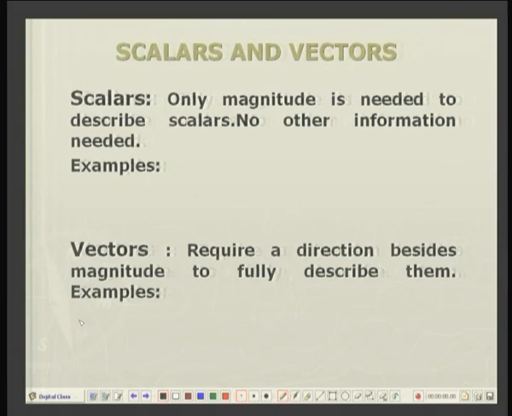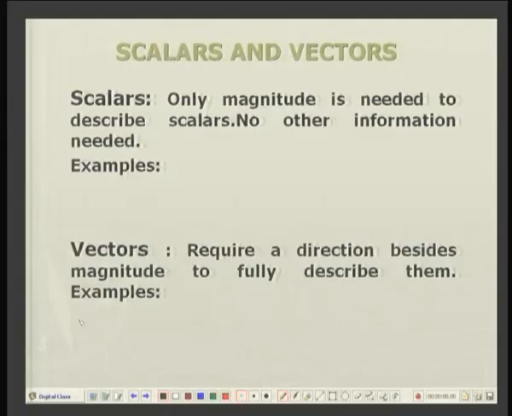Now, let us go to another preliminary concept which you must have learnt in your earlier courses, and I will try to revise it and elaborate it. One is scalars and vectors. Scalars require only magnitude to describe the quantity, no other information is needed. An example of a scalar is time. I do not have to say time is in this direction or that direction, just the number, 1 hour or 30 seconds or 2.5 seconds or microsecond, is sufficient to give you the full information about what I am talking about.